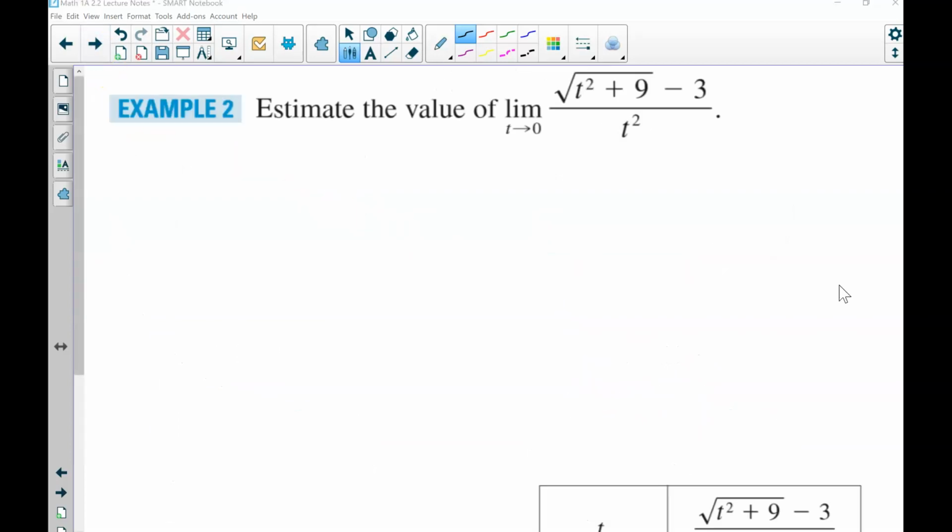Now in example number 2, we're going to estimate the value of the limit as t approaches 0 of the square root of t squared plus 9 minus 3, all over t squared. So I'm going to go ahead and put that in my calculator here.